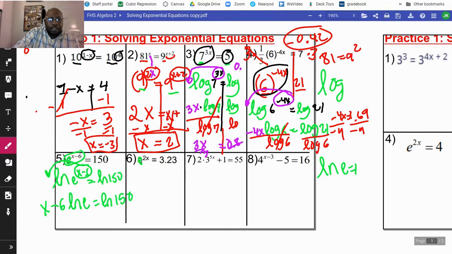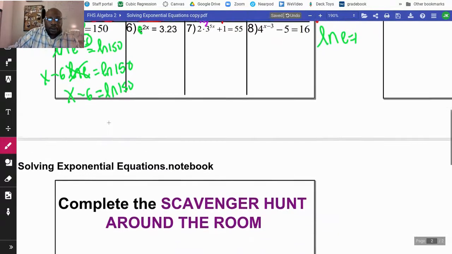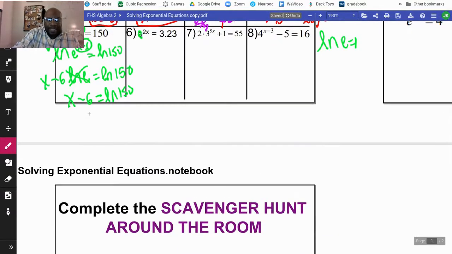All right, what's next? Remember what I said, natural log of e equals 1? You can pretty much just take it away. It goes away. x minus 6 equals natural log of 150. Let's move down a little bit. Here we are. Your next move would be to add 6 on both sides. But before, you can just come over here and do natural log of 150 plus 6.